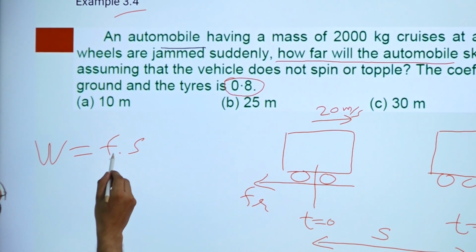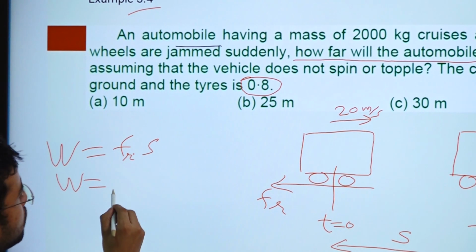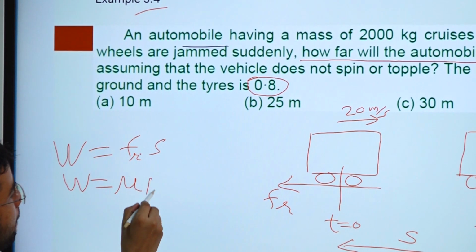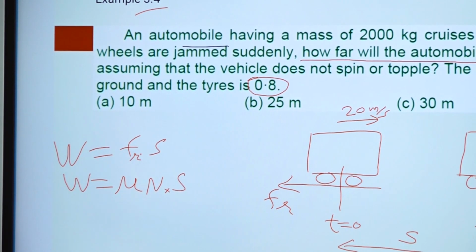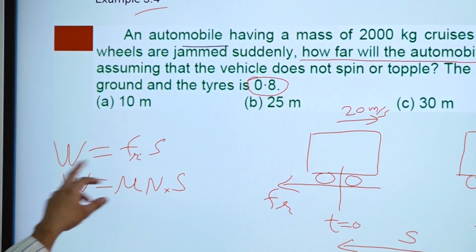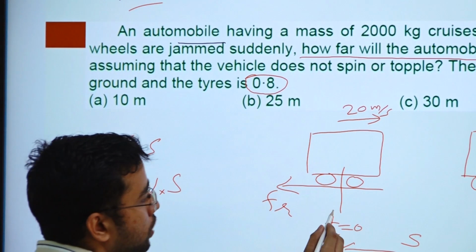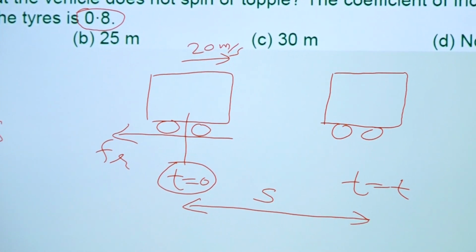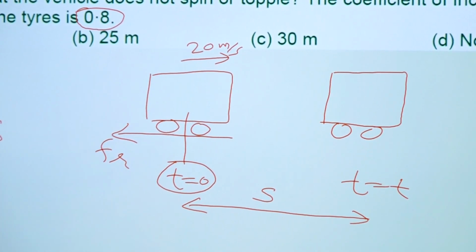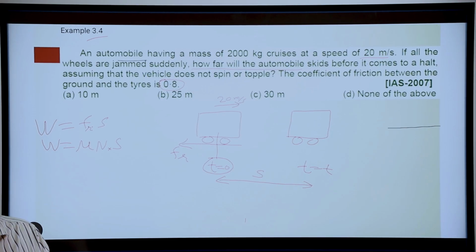So this F will become Fr, right? So W will be equal to friction force, that is equal to mu N into S, right? And this work done by friction force will change into heat energy, right? So at t equal to 0 seconds, what will be the energy of the body? The body is moving with 20 meter per second velocity. Because of that, this body will have kinetic energy, right?